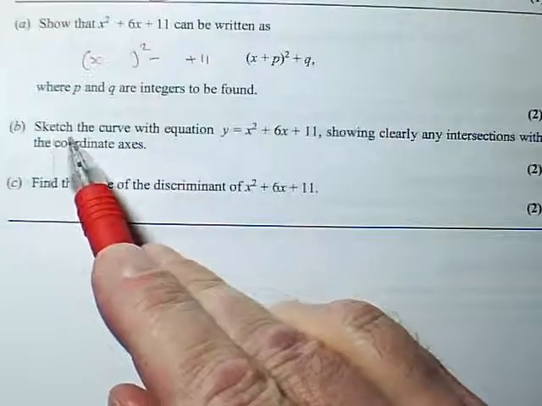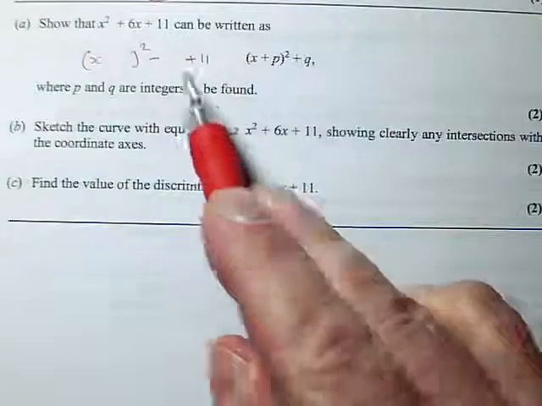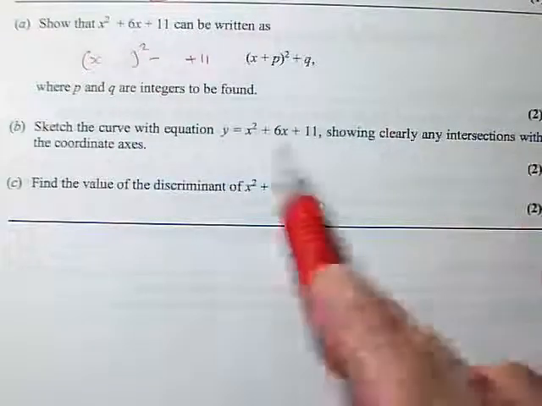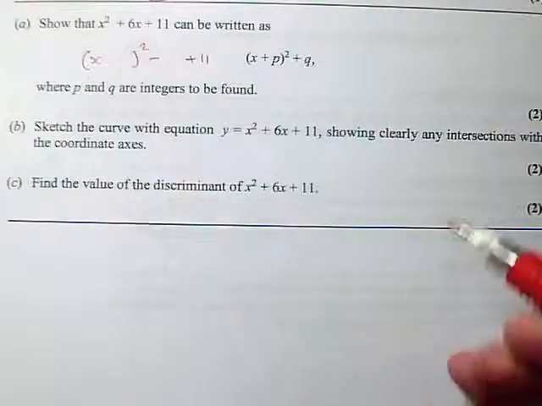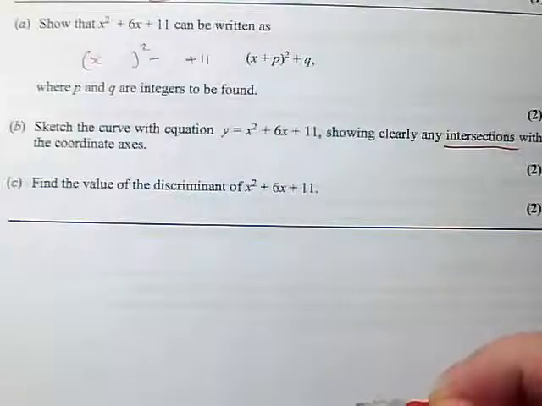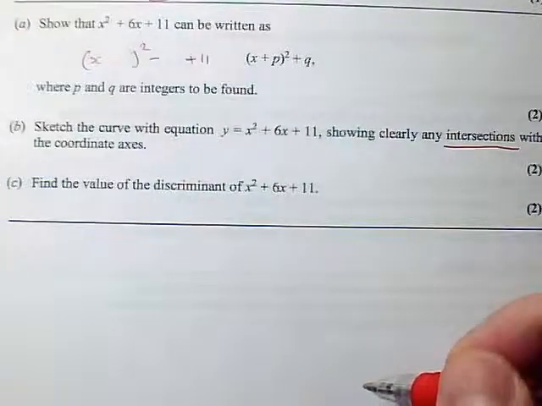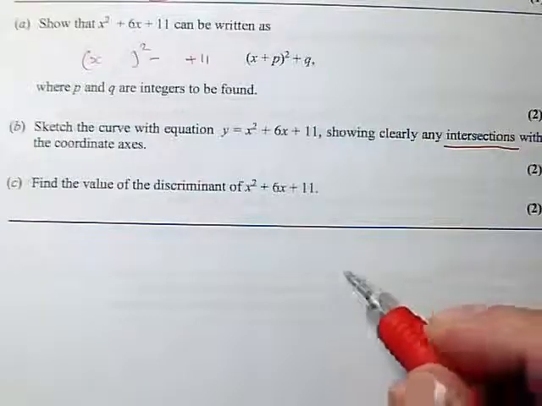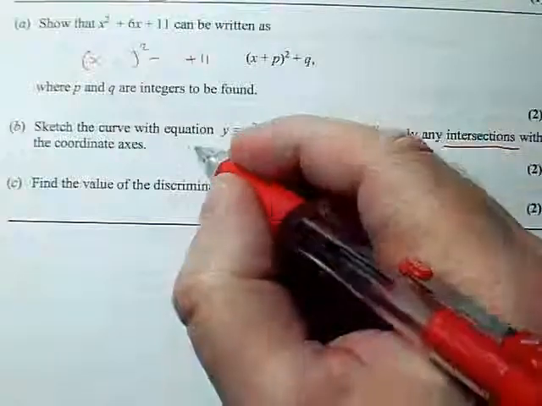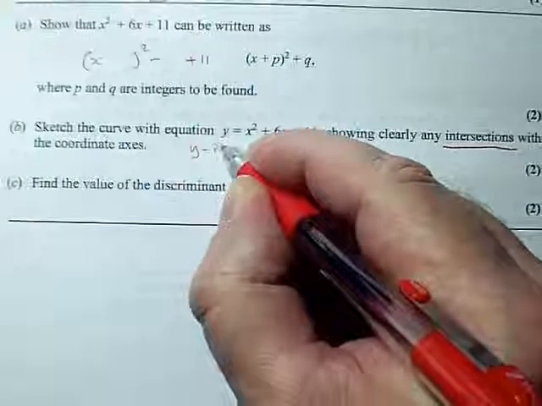Now we've got to sketch the curve with this equation, so that's the one we've just done, showing clearly any intersections with the coordinate axes. Now intersections, x-intercepts and y-intercepts you have methods for. Okay, so the first one to do is the y-intercept, because that's when x equals 0.